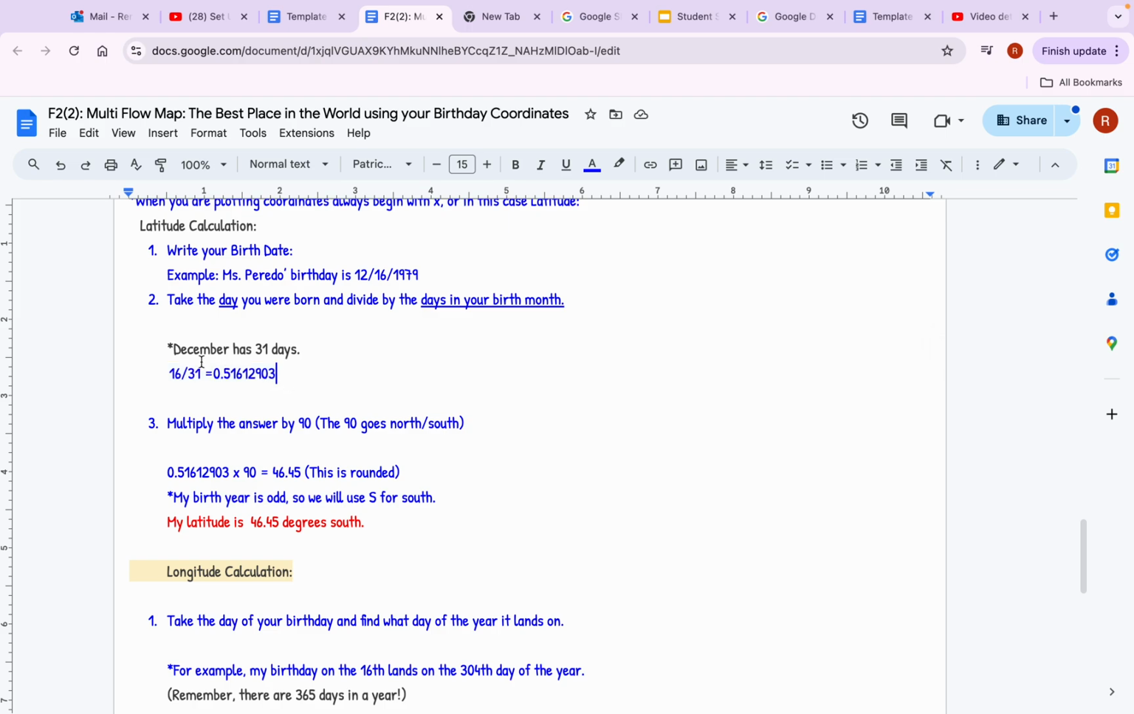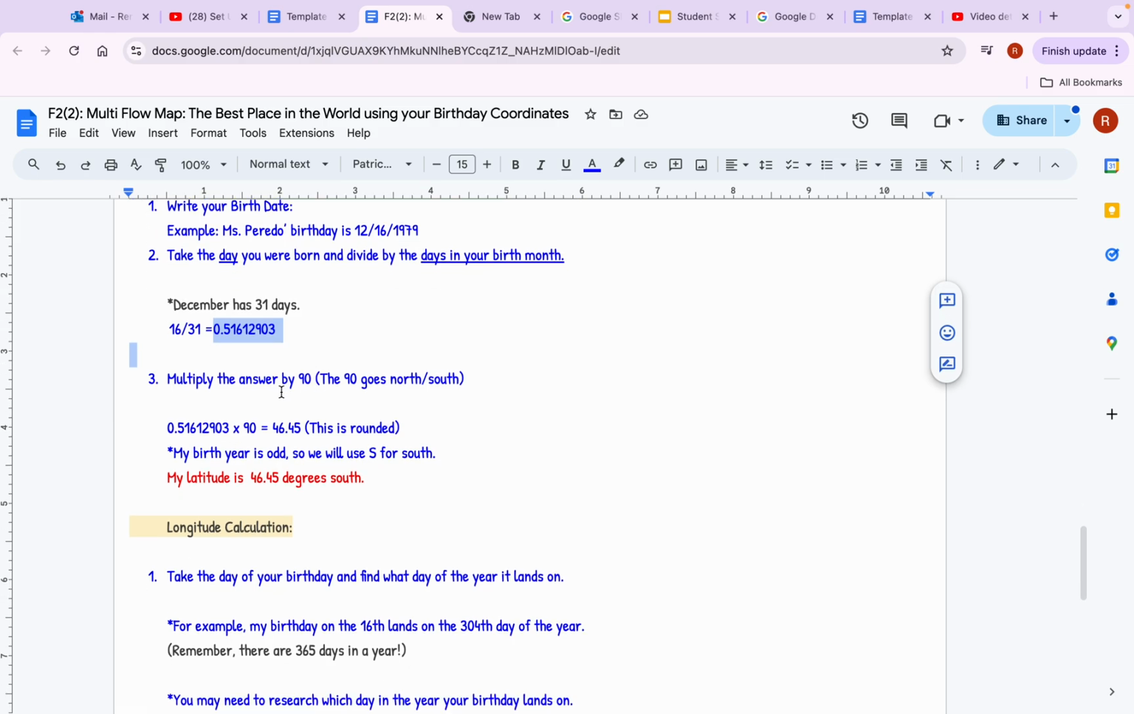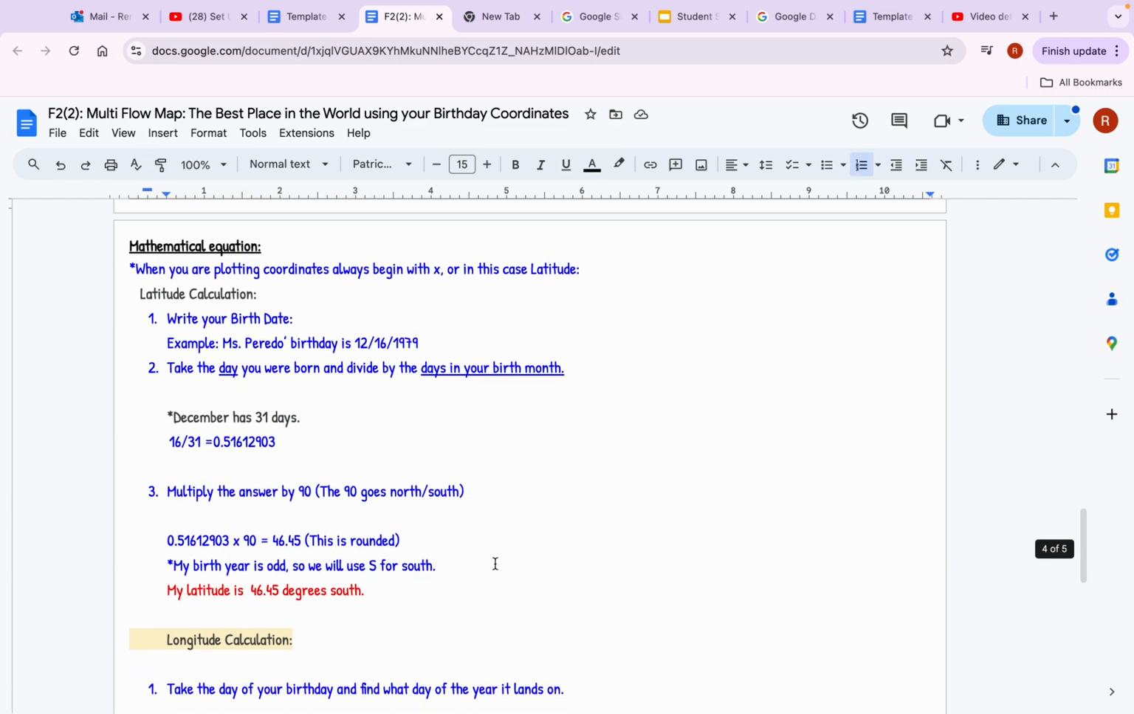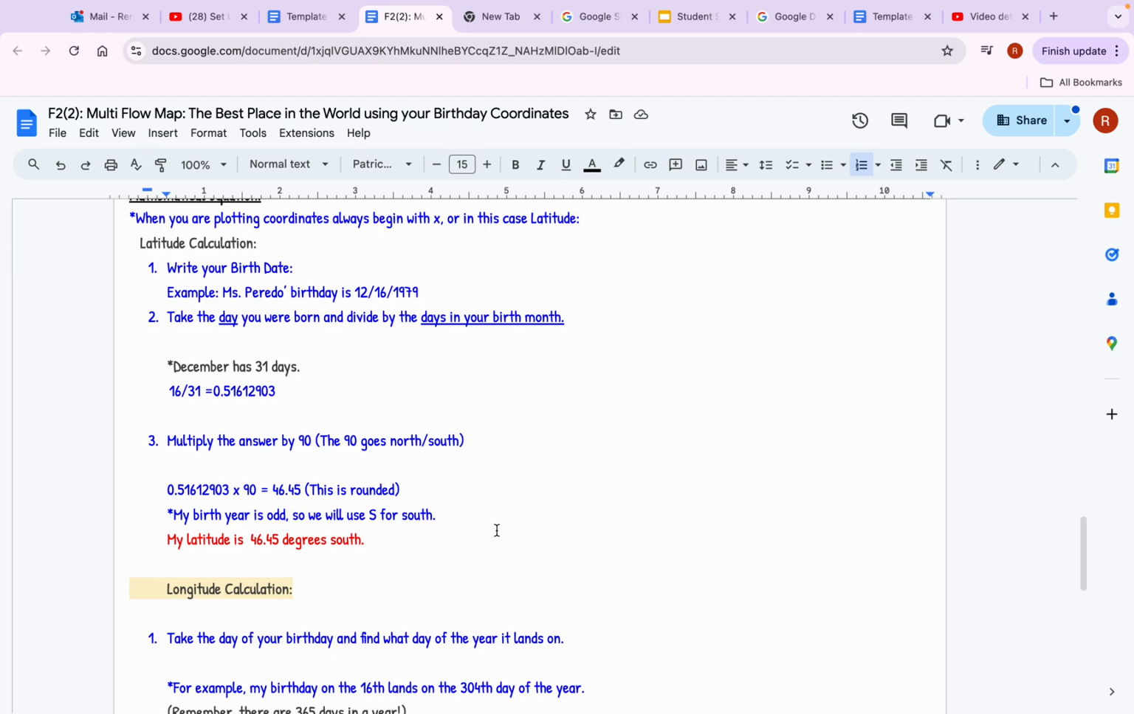So because I was born in December, and December has 31 days, I divide 16 by 31, and I received this decimal. Following this step, you multiply the decimal by 90 because we are finding our latitude. If you go back up here, latitude is 90 degrees. You're going to multiply that decimal by 90 and it's going to head north or south. We're going to look at that in just a minute once we get the final answer.